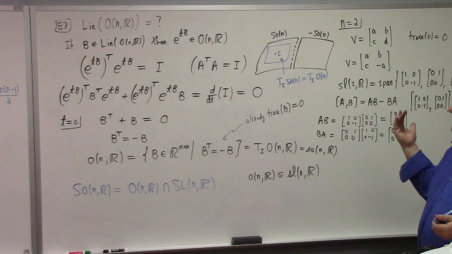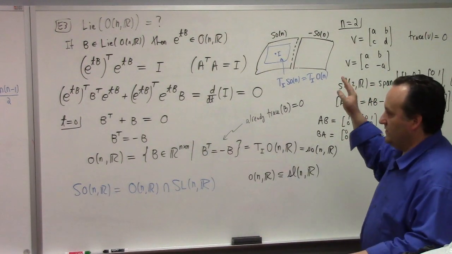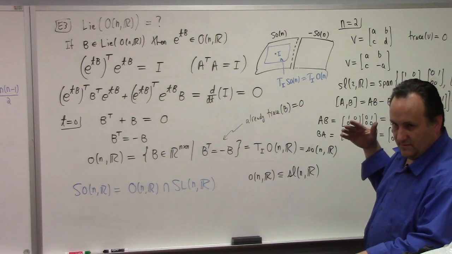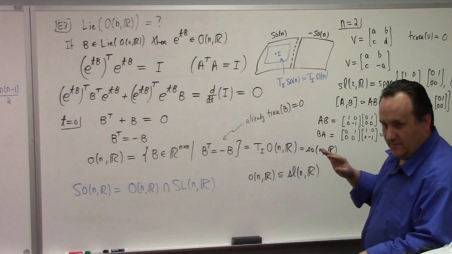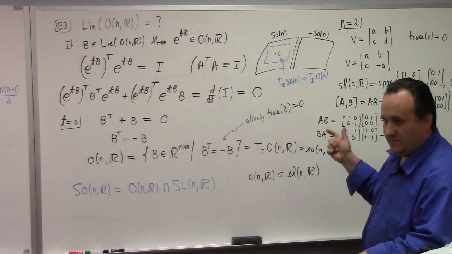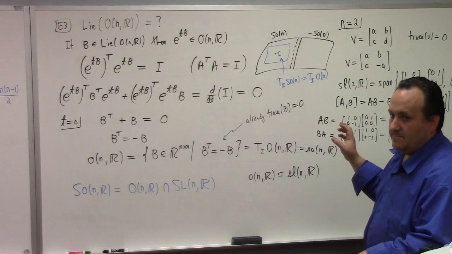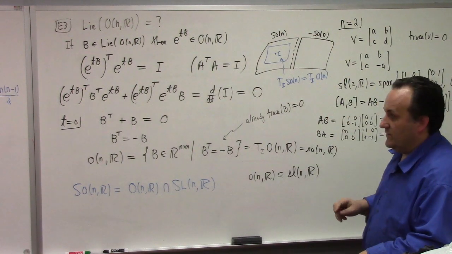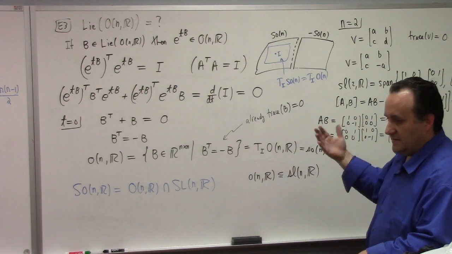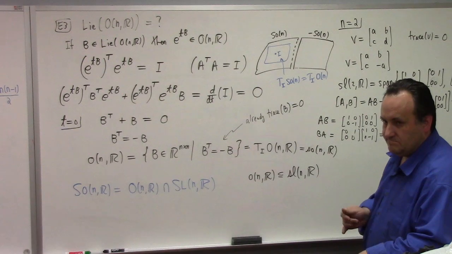So this is our first example, perhaps, of two distinct Lie groups, right? O(n) and SO(n) are different Lie groups. O(n) has plus or minus 1 determinant matrices, SO(n) does not. But they have the same Lie algebra. So there can be different Lie groups that have the same Lie algebra.